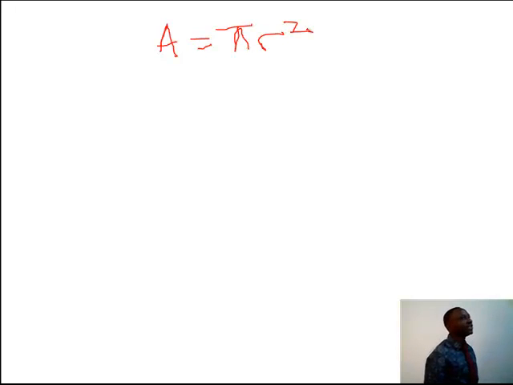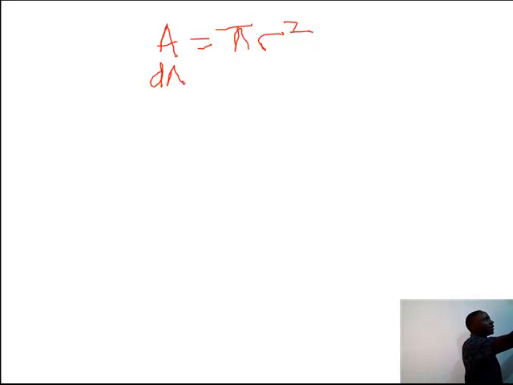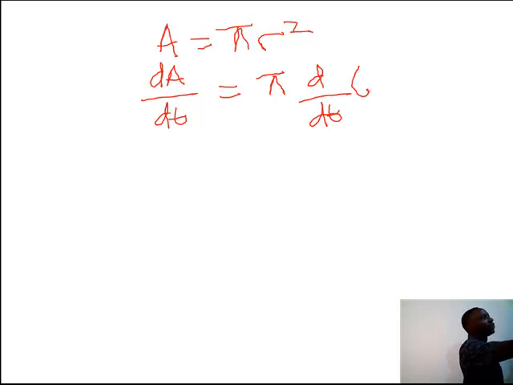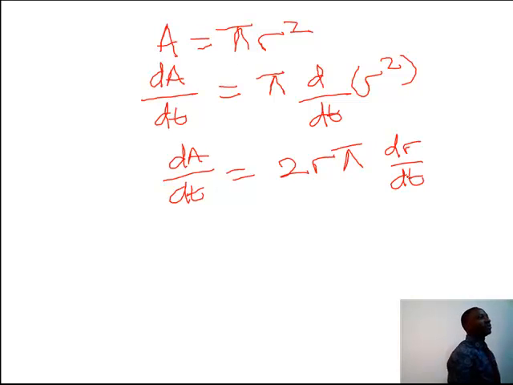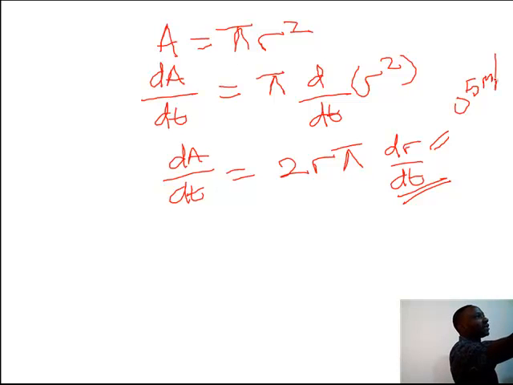Now, we said we are going to differentiate the two variables with respect to time. The change in area with time is going to be, our pi is a constant, pi times the derivative of r squared. If we find the derivative of this, we are going to have dA/dt equals 2r pi dr/dt. Now, this dr/dt is our rate of change, which is given as 0.5 meters per second.